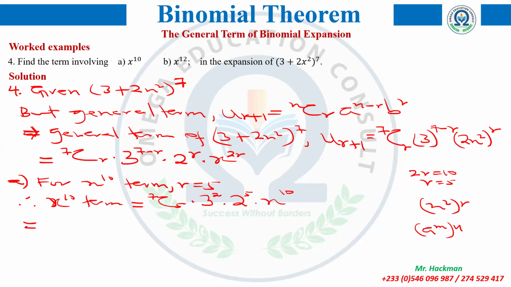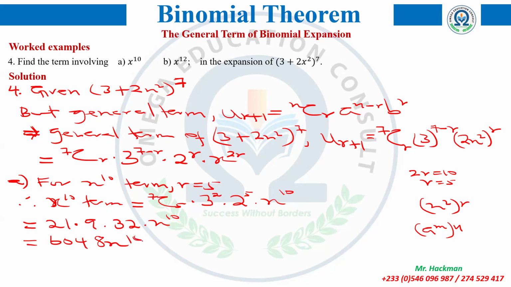21. 21 for the 7 combination 5. Then times 3 squared, which we all know is 9. Then times 2 to the power 5, which is 32. Then times x to the power 10. So the last one, you use your calculator to do the whole of the thing that's there. So the answer is 6048 x raised to the power 10.